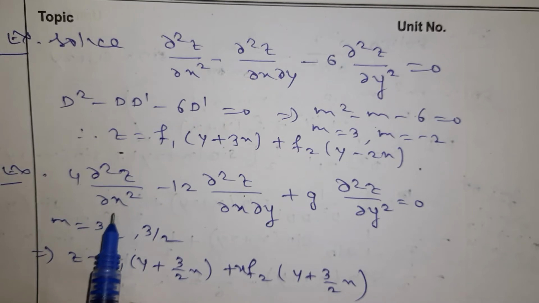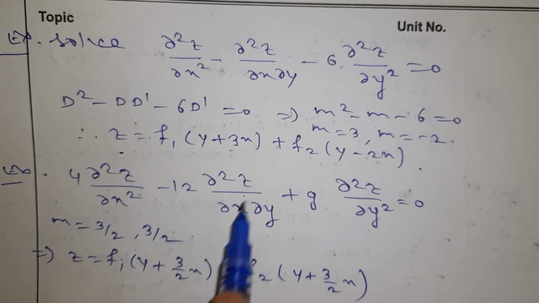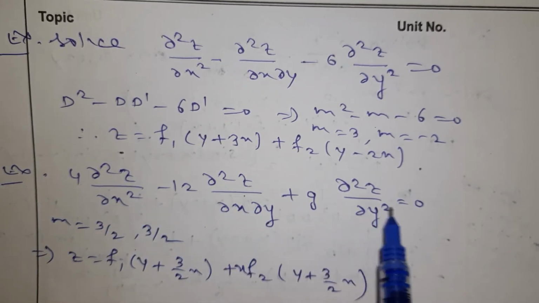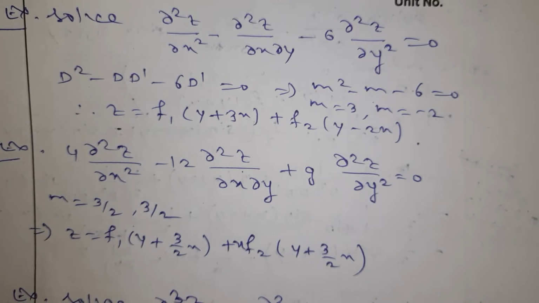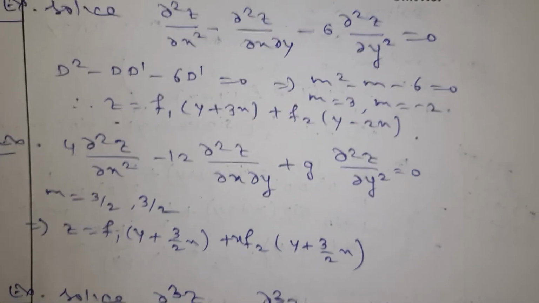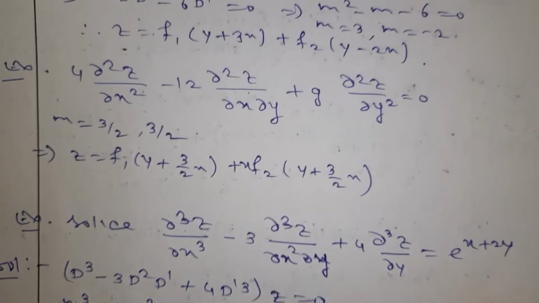4 ∂²z/∂x² − 12 ∂²z/∂x∂y + 9 ∂²z/∂y². Try to solve, find roots. I have put the answer in front of you. Right? Now we are going to solve this example.